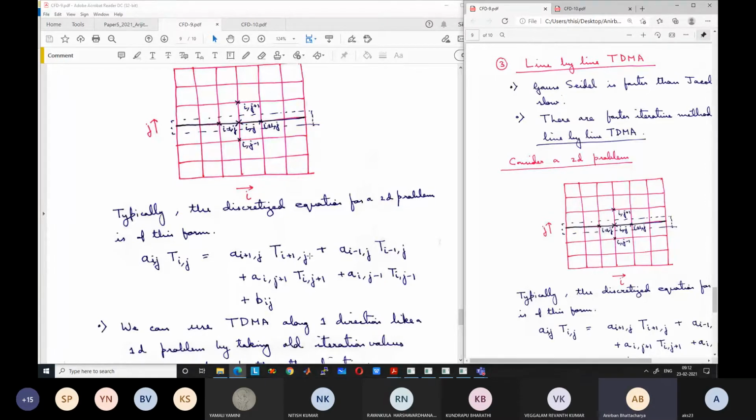Similarly, you can imagine for a 3D problem, we will have 6 neighboring terms on the right hand side. We will also have the k terms. So 6 neighboring terms will be there on the right hand side. So for a 1D problem, we have 2 neighboring values. For a 2D problem, we have 4 neighboring values. For a 3D problem, we have 6 neighboring values.